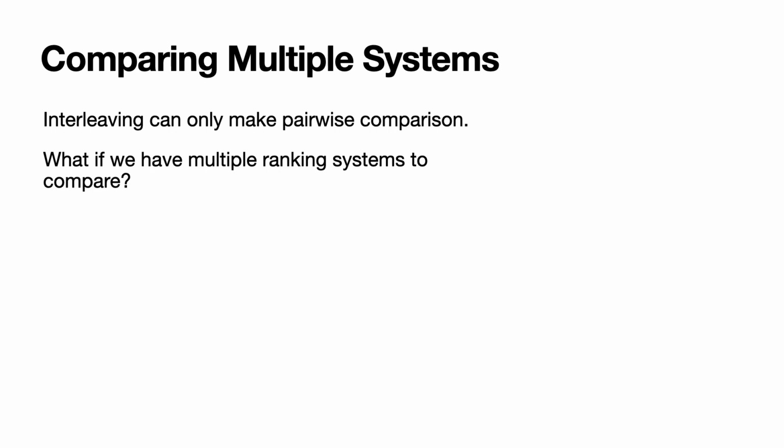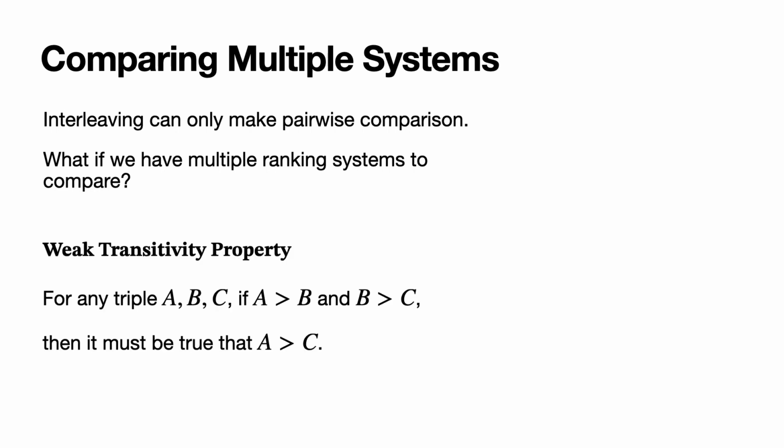Ideally, we want to have some kind of transitivity that can help us reduce the complexity of the task. In practice, we observe this weak transitivity property. That is, for any three different ranking systems A, B, C, if we measure that A is greater than B and B is greater than C, then it must be true that A is greater than C. In an A/B setting, you can prove that this is true in theory, but for interleaving, it is much more difficult to prove. But in practice, we barely see a violation of this property.